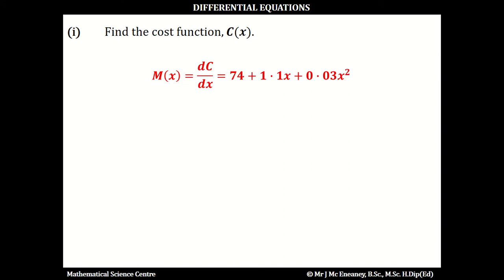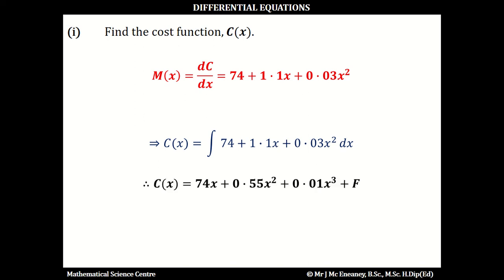If we bring the dx across and multiply, and then integrate both sides, this means that the cost function is going to be the integral of 74 plus 1.1x plus 0.03 x squared dx. And if you integrate the right hand side, because there's no limits, we're going to have to introduce a constant of integration, and we're going to let that be f. We're not going to call it c, because c of x is for the cost function. So f here stands for your actual fixed costs.